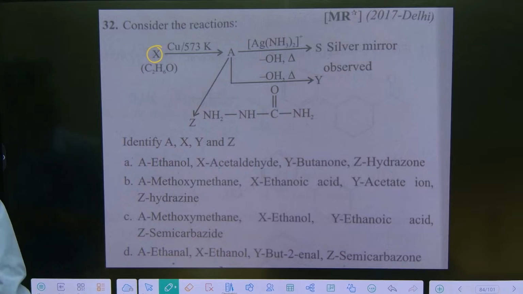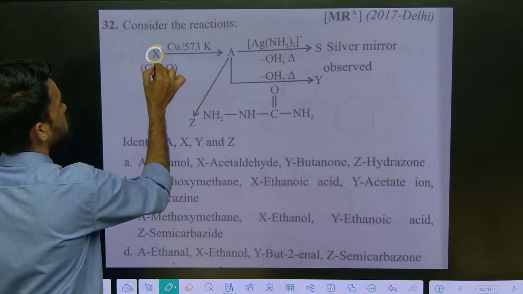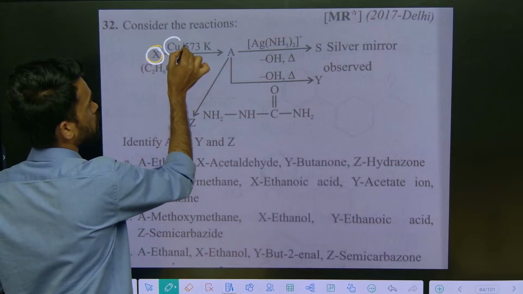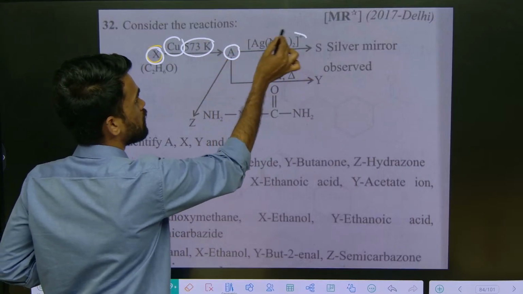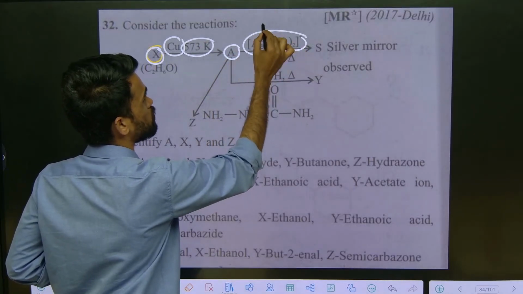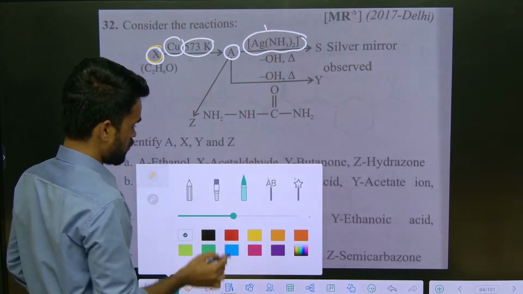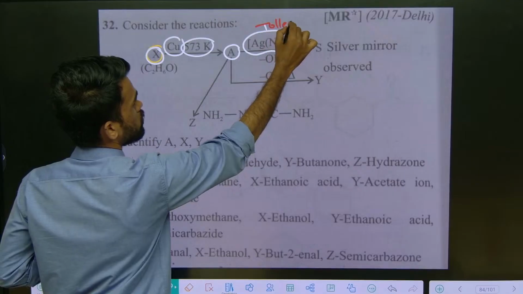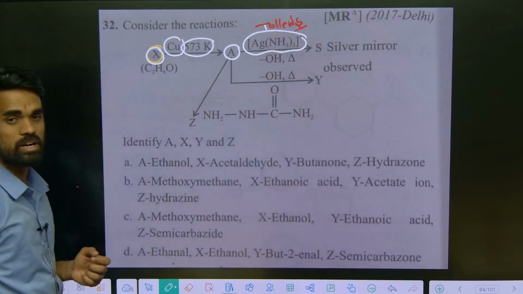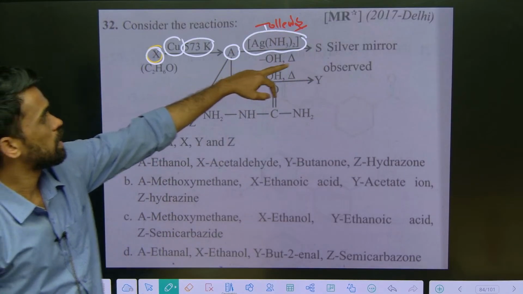Yeah, it's clearly visible. Compound X treated with copper metal at 573 Kelvin, we are going to get A. A is treated with this complex. What is this? This is nothing but a Tollens reagent. Ammoniacal silver nitrate solution gives this complex, giving a silver mirror.